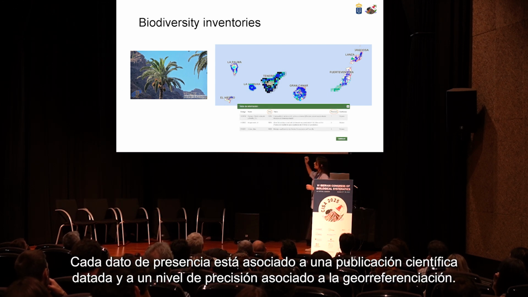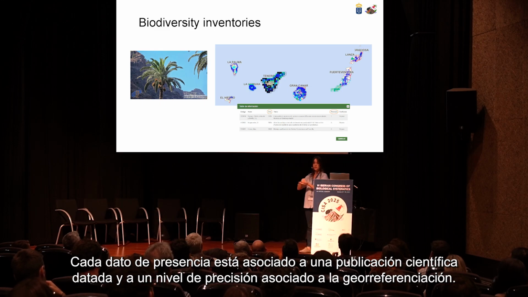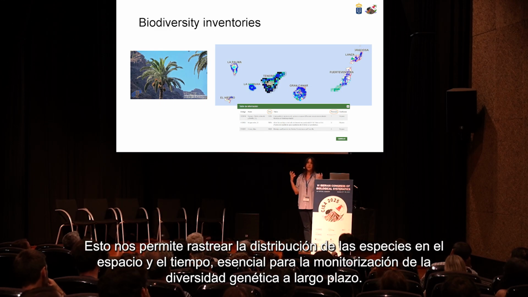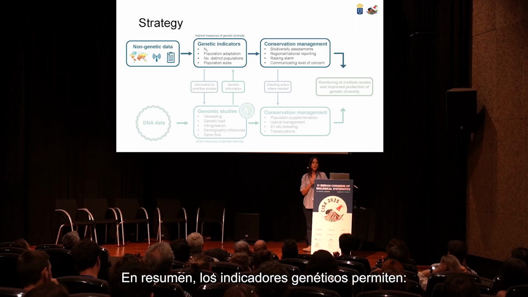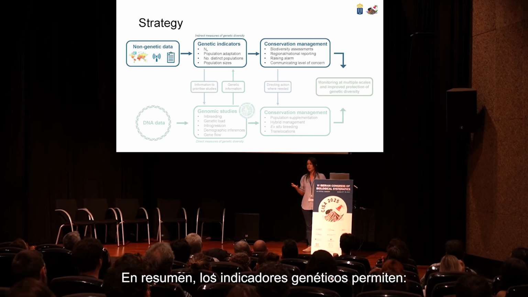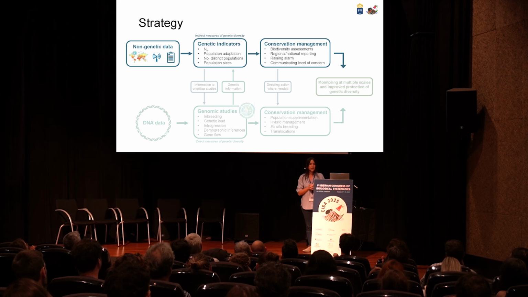And notably, each occurrence point is associated with a dated publication that has a reliability or precision associated to that georeference. And this enables us to track species through space and time, which is key for long-term monitoring. So overall, genetic indicators are a very useful way for us to assess genetic diversity indirectly.